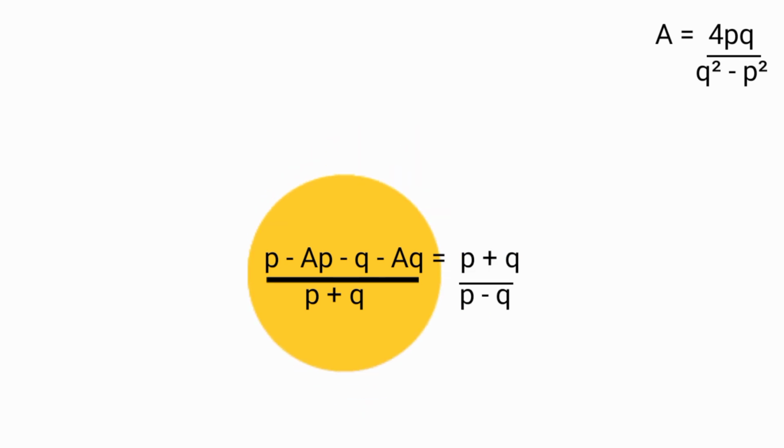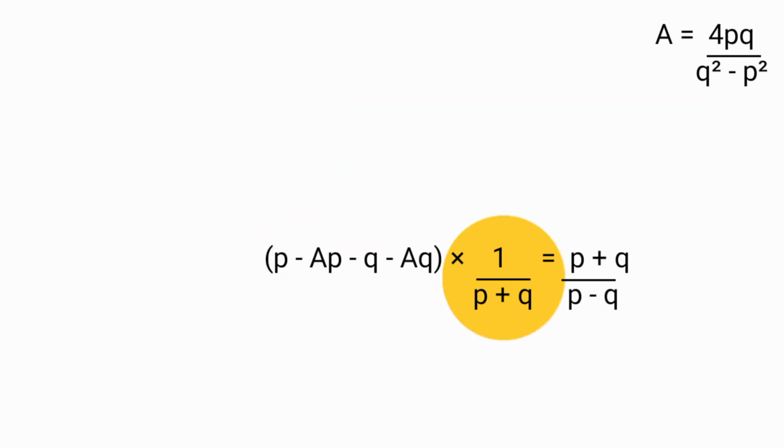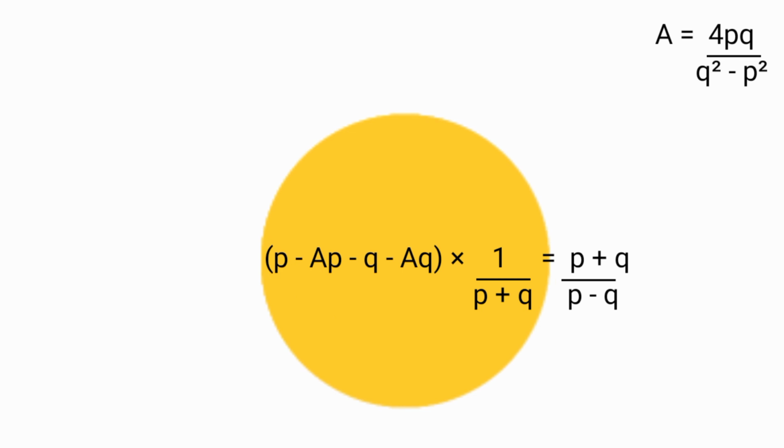So here, (p minus ap minus q minus aq) all over p plus q is the same as (p minus ap minus q minus aq) all multiplied by 1 over p plus q. So now we can start by eliminating 1 over p plus q from this side here. So how can we do that? We multiply both sides by the inverse of 1 over p plus q.